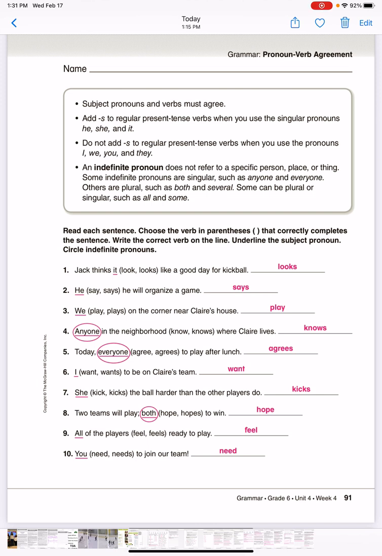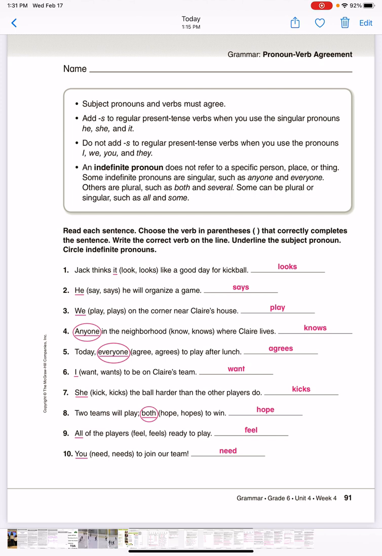You add an S to a regular present tense verb when you use a singular pronoun, such as he, she, or it. Don't add an S to the regular present tense verbs when you use the pronouns I, we, you, and they. And then we have something here, we call it an indefinite pronoun. It does not refer to a specific person, place, or thing.